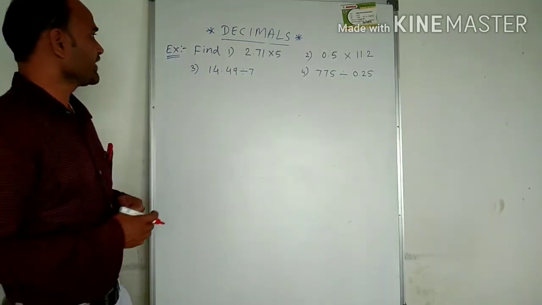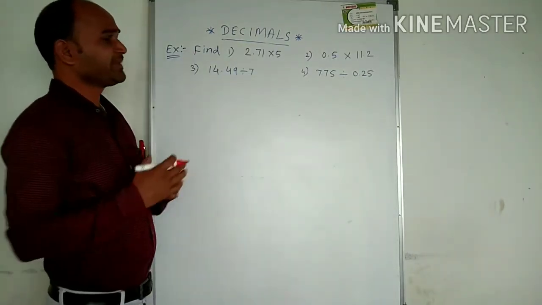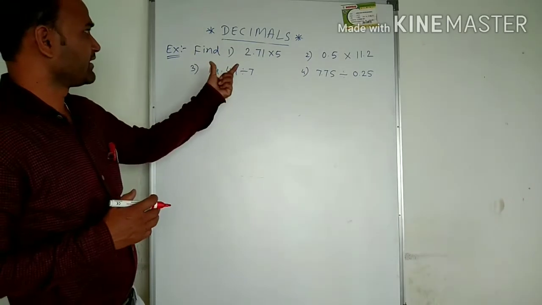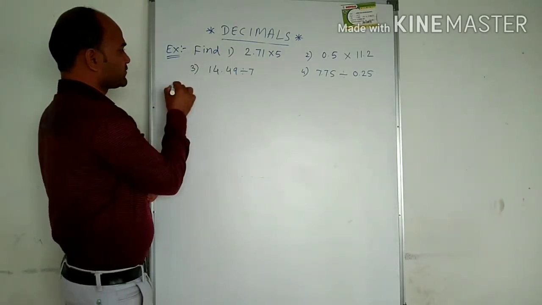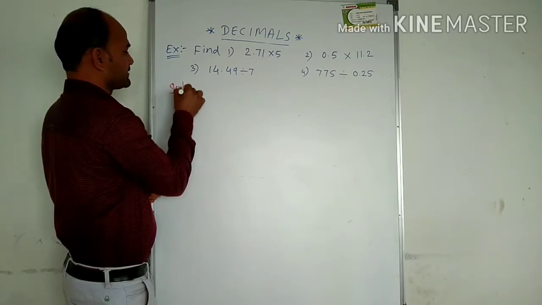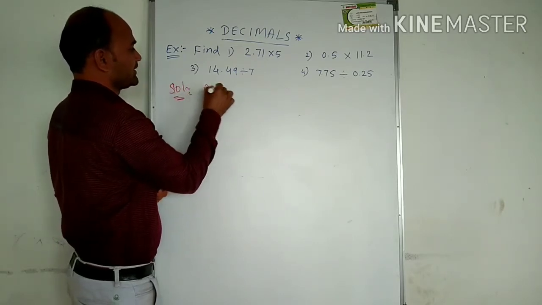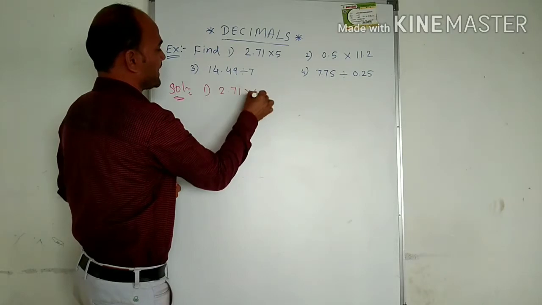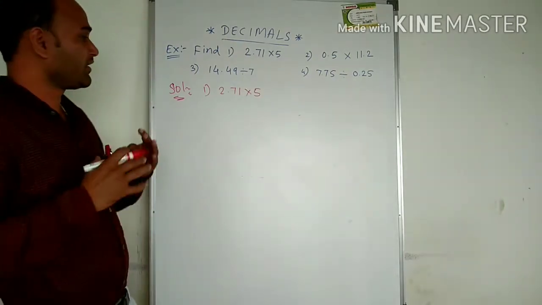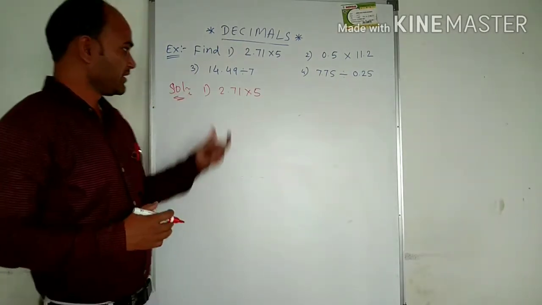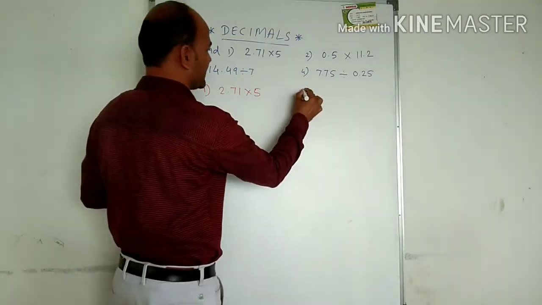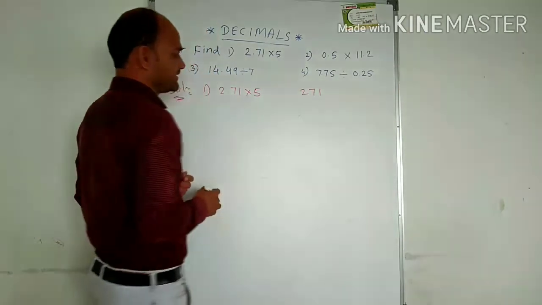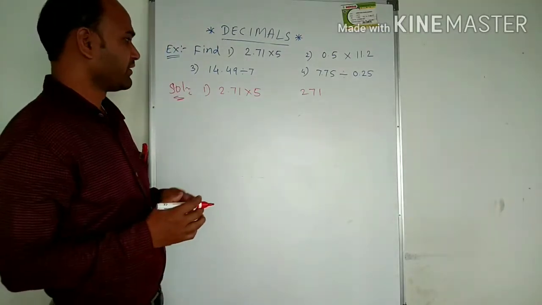Next we can see multiplication and division of decimals. The question is to find 2.71 multiplied by 5. Solution: let me check how to solve this. How to find the multiplication of decimals? First, directly write 271 as it is, without considering the point.